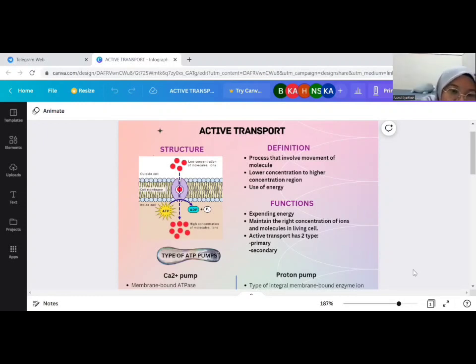So we look at the structure there, which is a phospholipid bilayer. Then in the structure we have the carrier protein. The carrier protein is a protein that transports specific substances through the intracellular compartment into the extracellular fluid. Carrier protein is also a type of cell membrane protein that is involved in facilitated diffusion and active transport.